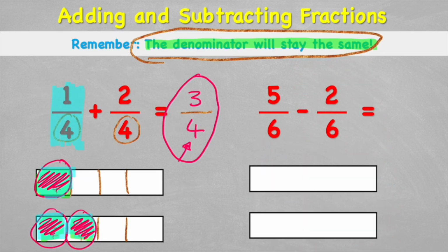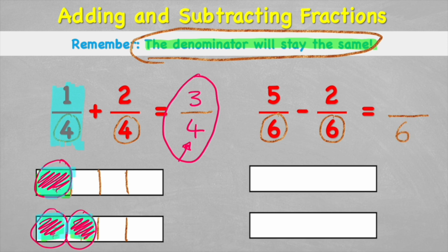Let's see if that works with subtraction. So my question now is 5/6 minus 2/6. So I can see now my chocolate bar is always cut into 6. So I'm working with 6. It's 5/6 subtract 2/6. Just like 5 elephants subtract 2 elephants. So my answer has to be in 6.